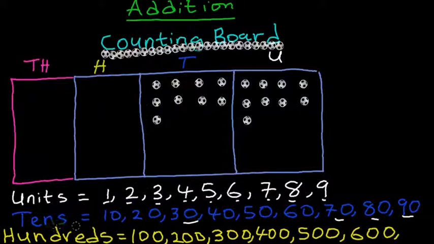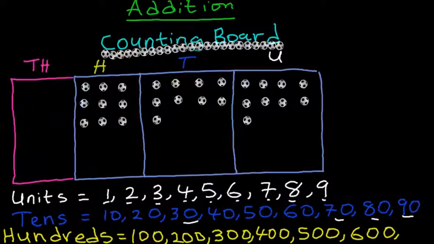Then the same thing goes with the hundreds column. When you add a single ball, it represents 100. When you add 2 balls, it represents 200. When you add 3 balls, it represents 300. Same thing, 4 balls represent 400. 5 balls represent 500. 6 balls represent 600. 7 balls represent 700. 8 balls represent 800. And 9 balls represent 900.